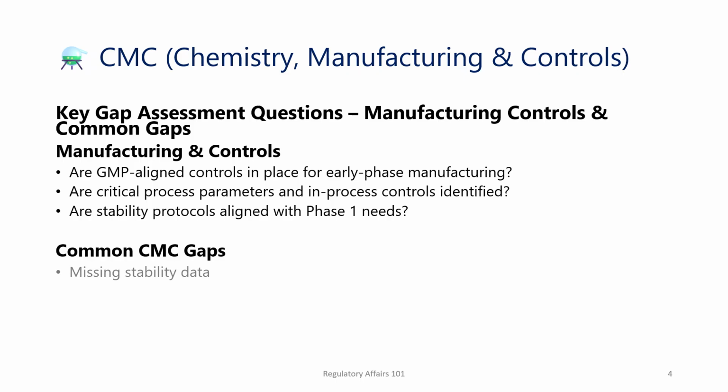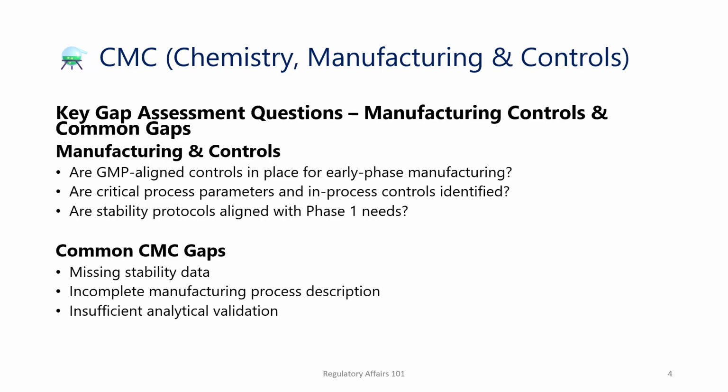Common CMC gaps include missing stability data, incomplete process descriptions, insufficient analytical validation, and lack of justification for specification. These are some of the most frequent reasons FDA asks follow-up questions.